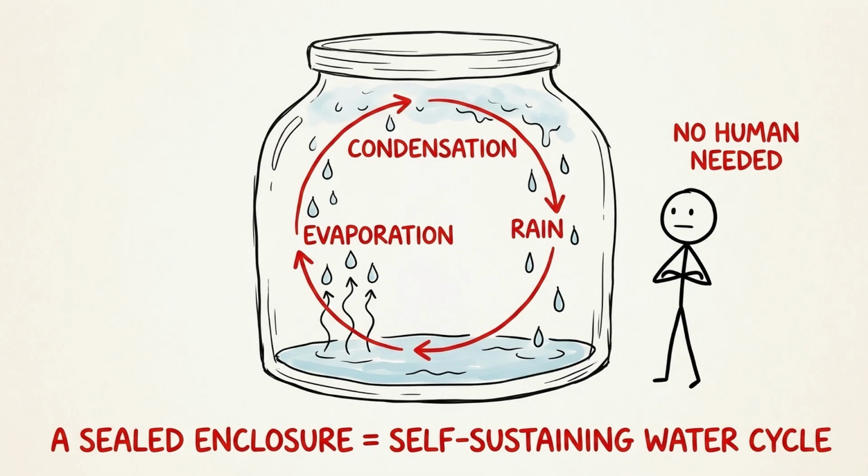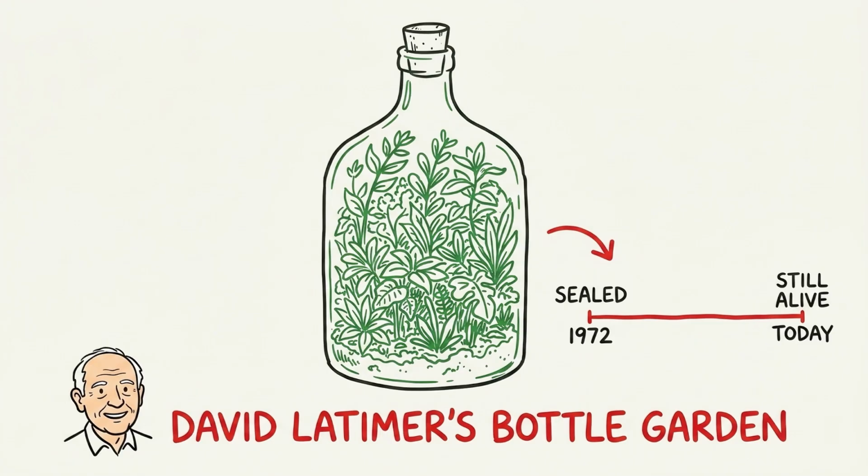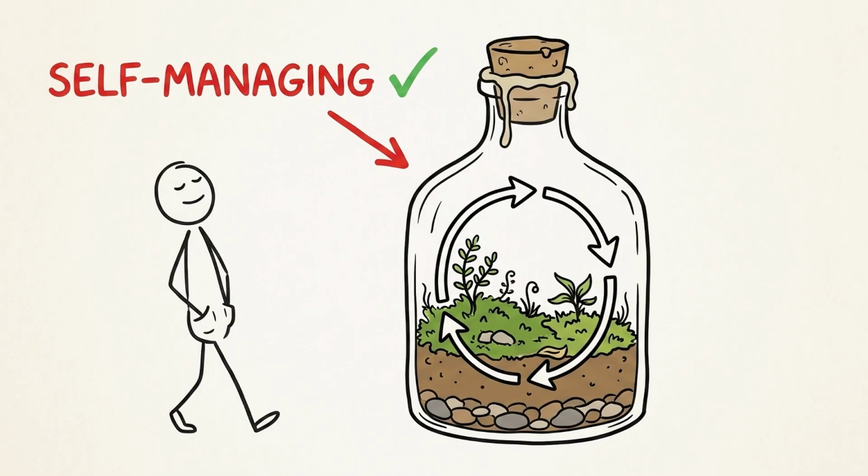Moisture evaporates, condenses on the glass, and falls back down as rain, creating a permanent internal water cycle with no human involvement. Unlike every other vivarium type, it houses plants only and requires almost no maintenance once the system reaches equilibrium. The most famous example is David Latimer's bottle garden, sealed in 1972 and still alive today. Once correctly set up and sealed, the system manages itself entirely.